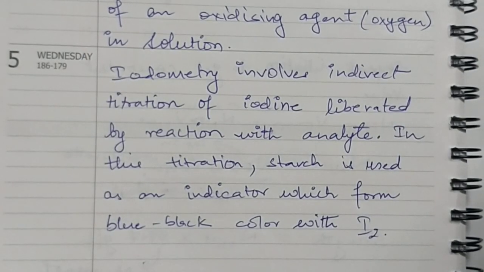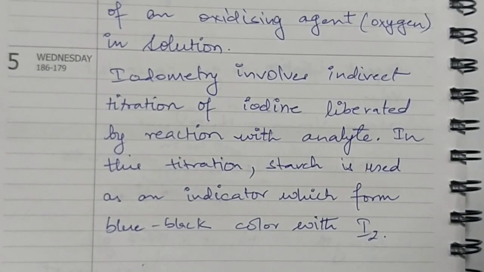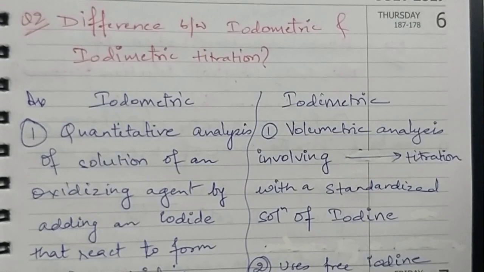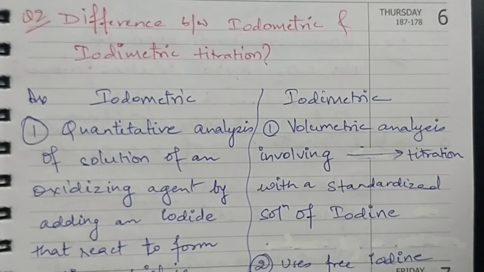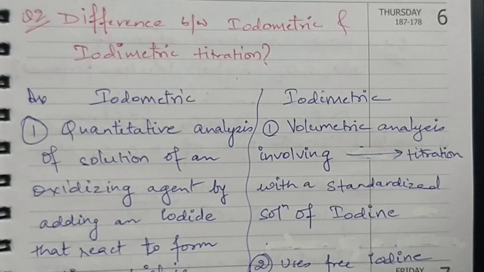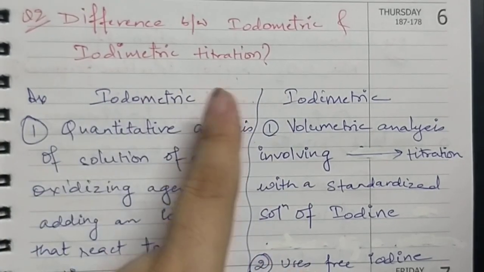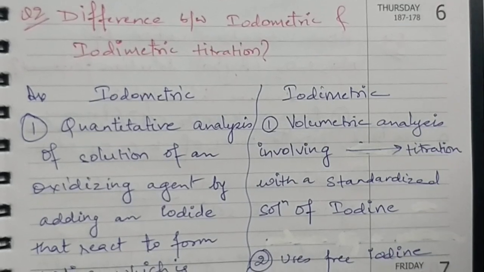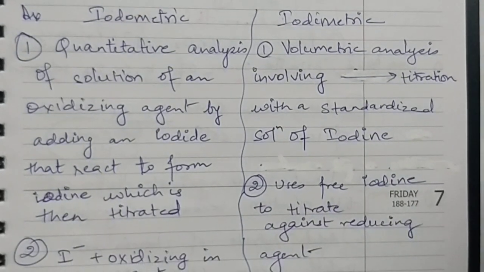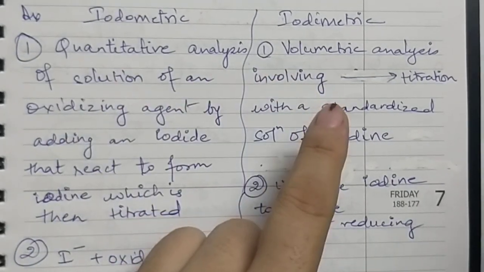More equation-wise you will learn later in this lecture. Now there are two terms, iodometric and iodimetric. The difference between these two types of titration is what we will now be doing. On one side I have written iodometric, on the other side I have written iodimetric.